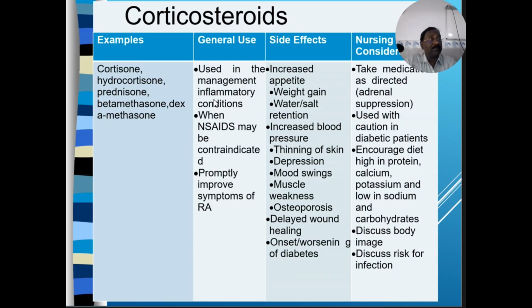Steroids are excellent drugs, but don't use them for a longer period, only as bridge therapy. You have cortisone, hydrocortisone, prednisone, betamethasone and dexamethasone. These are all the different types of steroids available. Mostly we use prednisolone, maybe 5 milligrams, 2.5 milligrams, 10, 20, 40, 60 milligrams, sometimes 1 milligram per kg body weight, all for a very short period only.